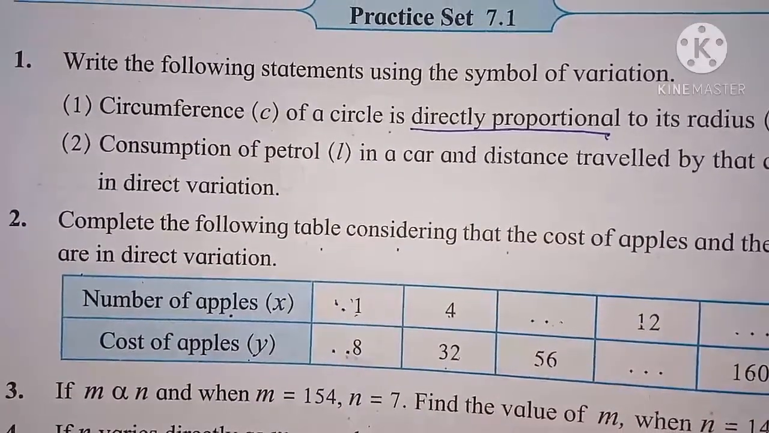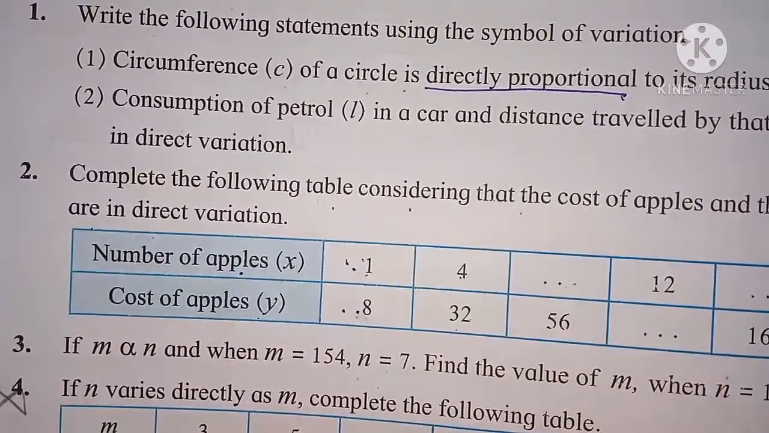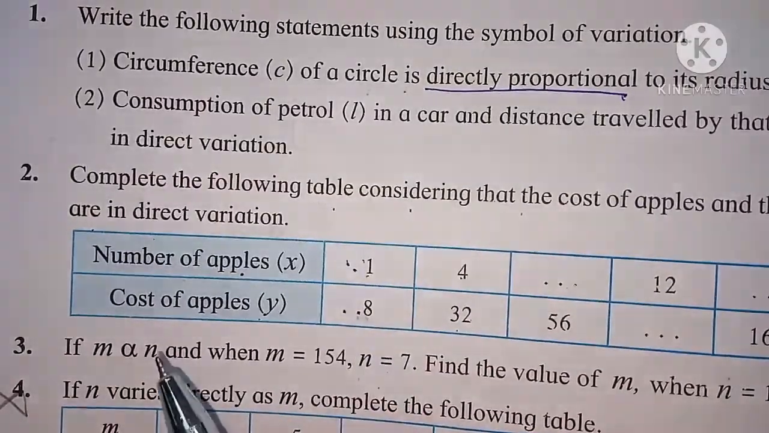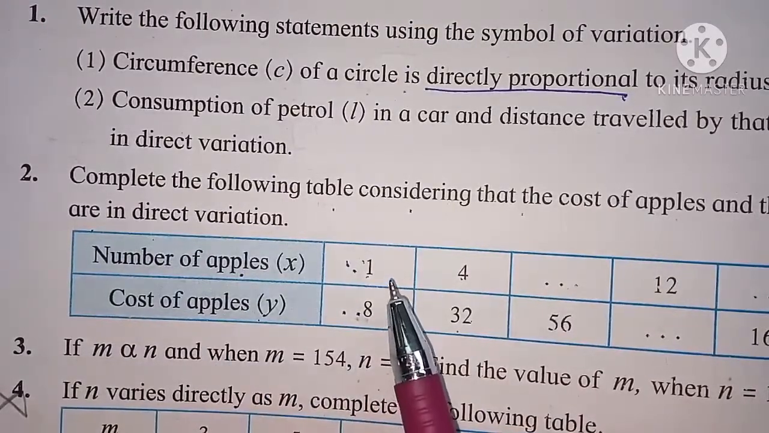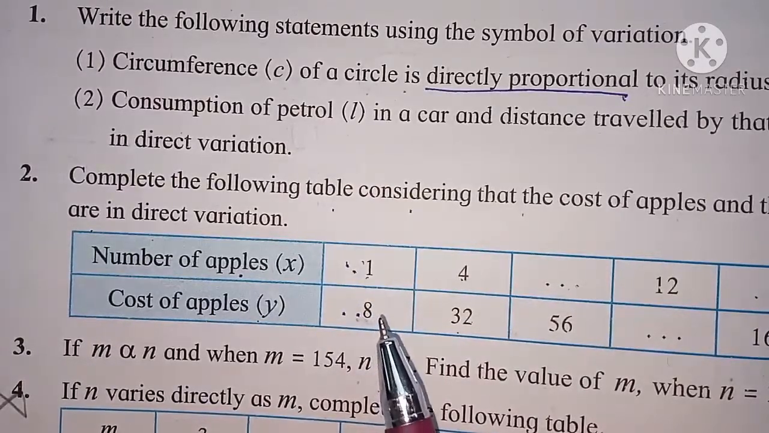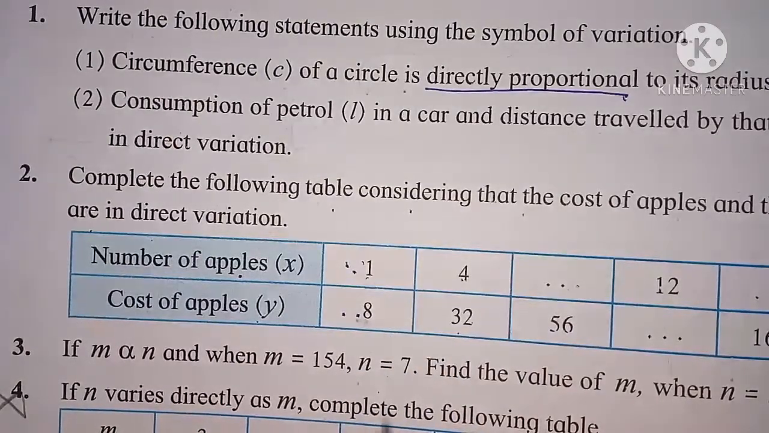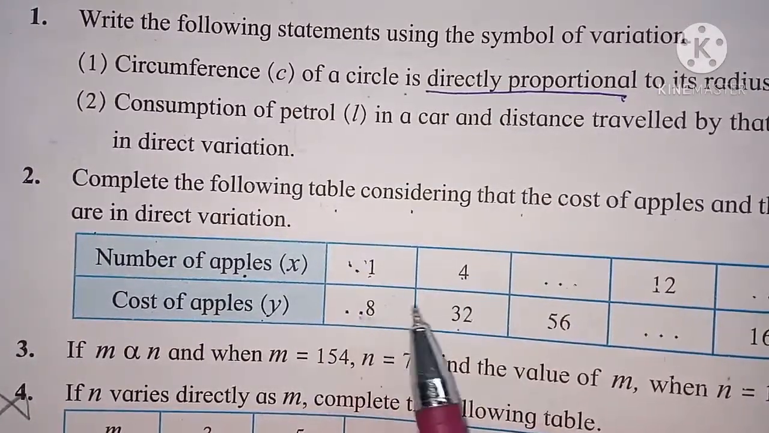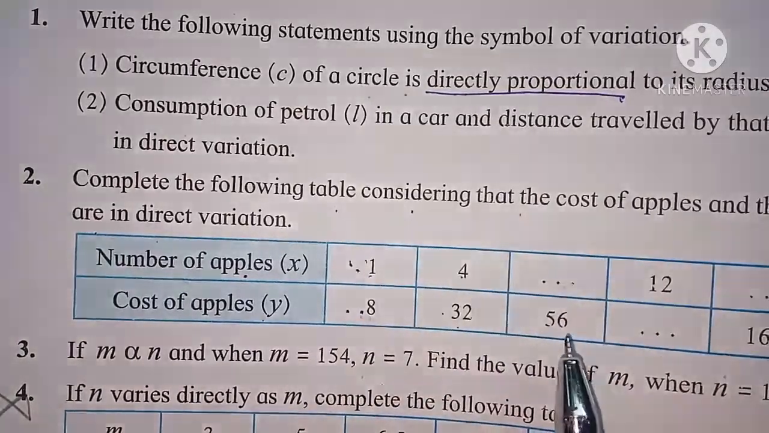So for this example, first we will find out the cost of this 1 apple, which is already given. First find out the value of k. It is not difficult. Here the cost of 1 apple is already given as 8, so 1 upon 8 is the constant of variation. Therefore, when we multiply 4 apples, 4 ones are 4, and 8 fours are 32.